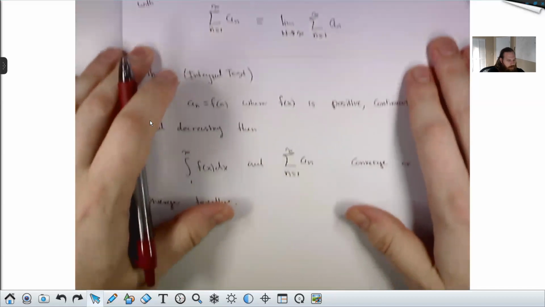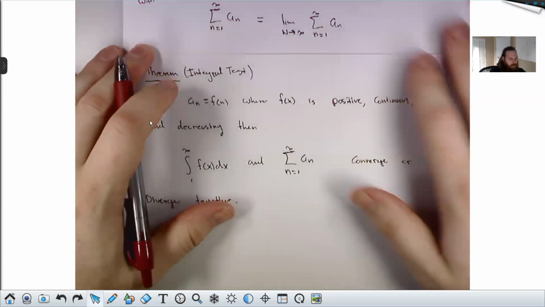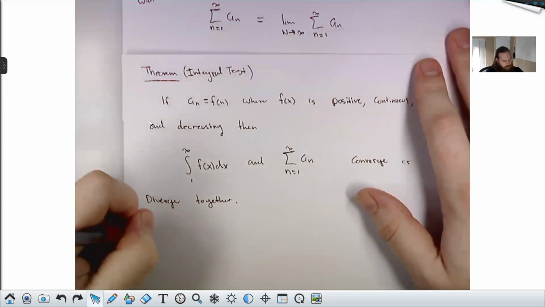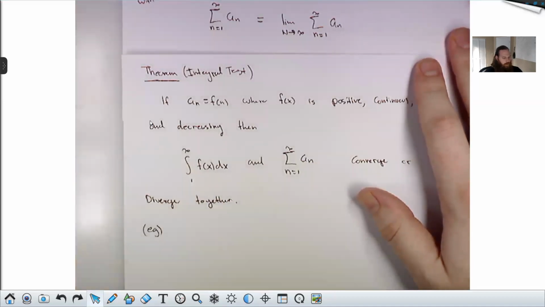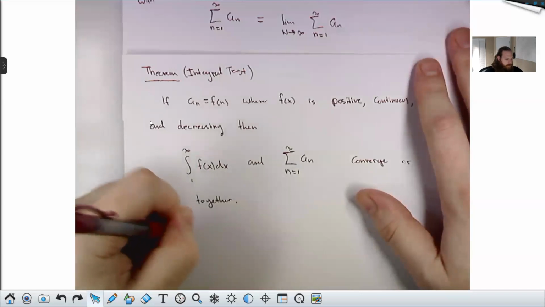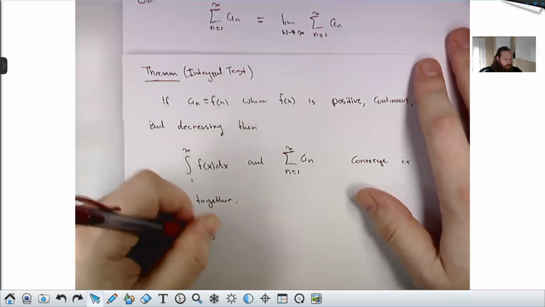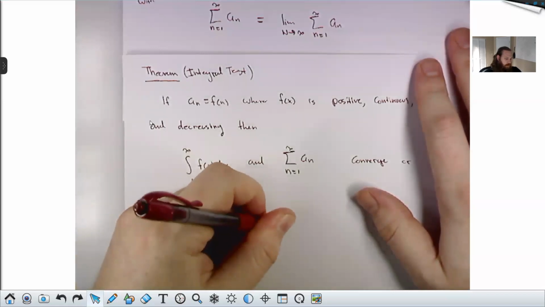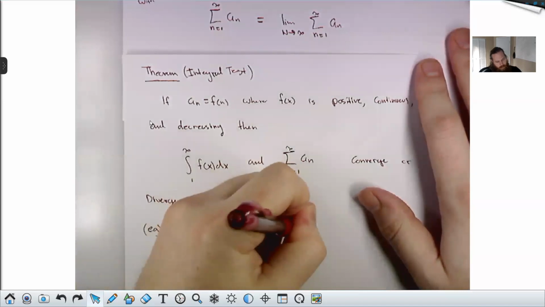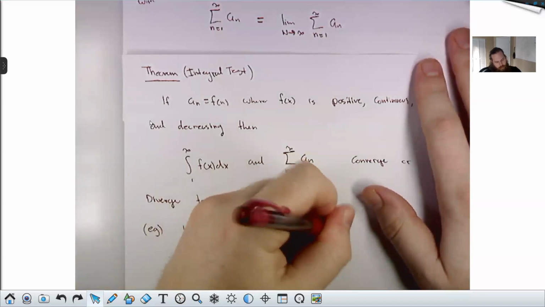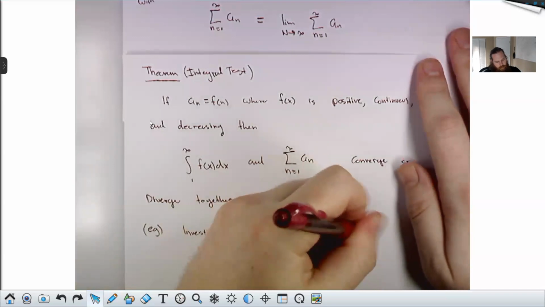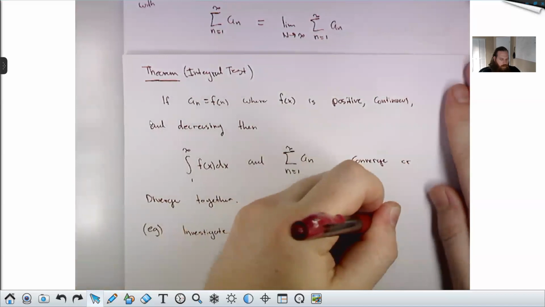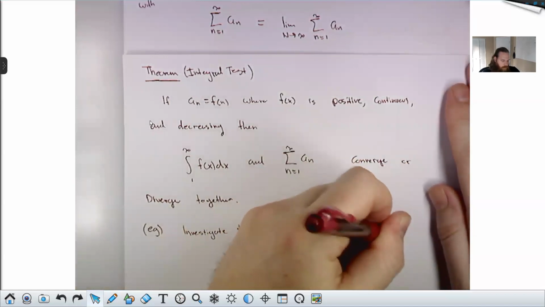A few good examples, fun things to play with using the integral test. I could say investigate the convergence of the infinite series S equals sigma n from 0 to infinity 1 over n squared plus 1.